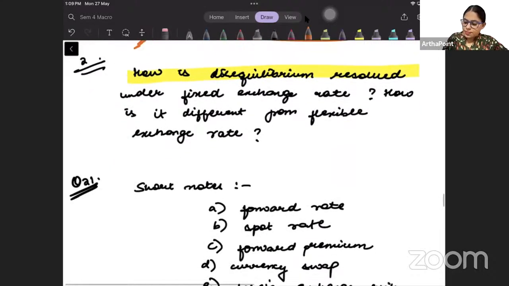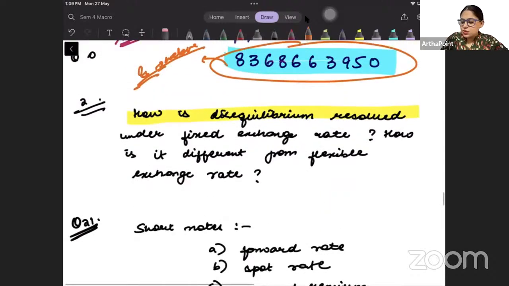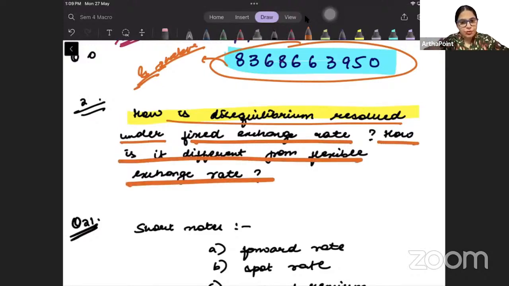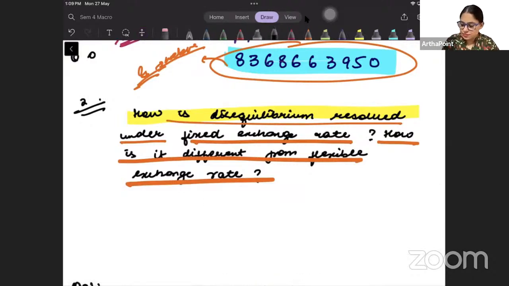Okay, beta. What is disequilibrium? How is disequilibrium resolved under fixed exchange rate? How is it different from flexible exchange rate? Beta, important question. In this, you have to write the answer from page 466.